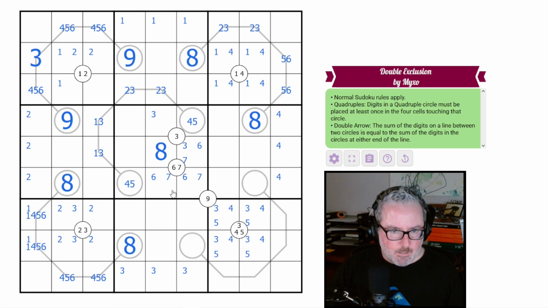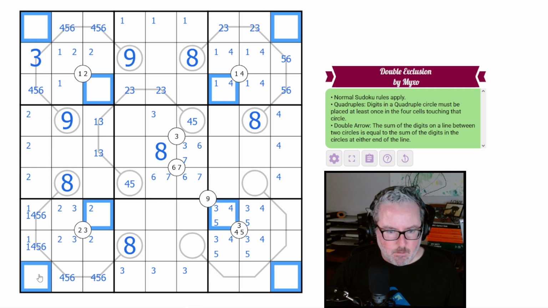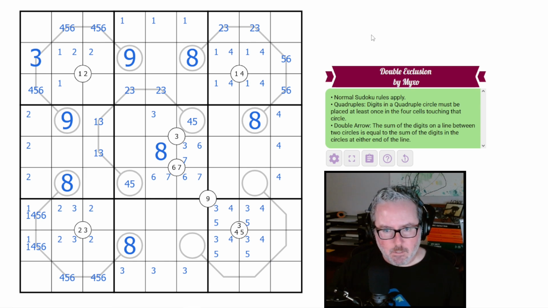What else does that say for us? Again, we get these corners of 8s. All of these. I don't know if I want to mark those, but that's what's occurring at the moment.